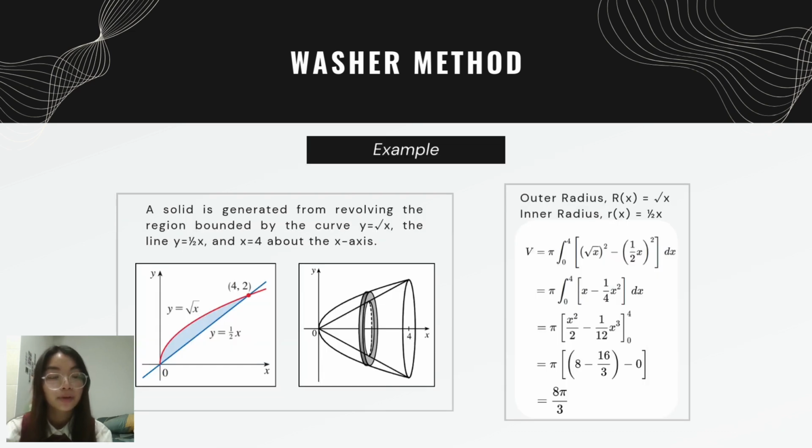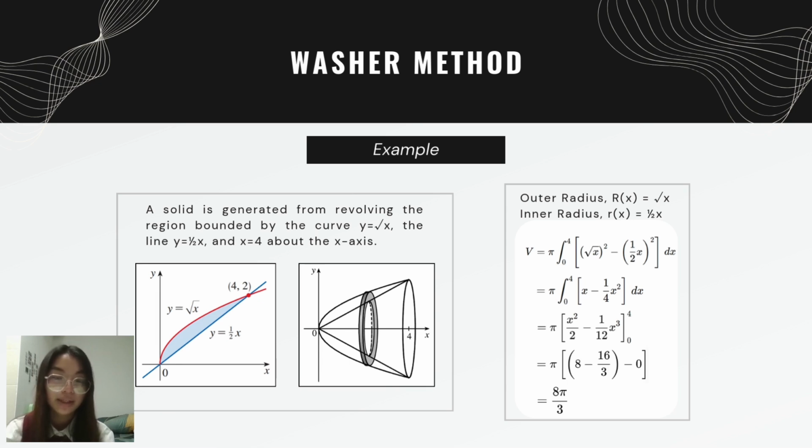Now here's an example of finding the volume of a solid with a hollow inside using the washer method. So a solid is generated from revolving the region bounded by the curve y equals square root x, the line y equals 1/2 x, and x equals 4 about the x-axis. So the graph on the left shows the area of the region in a 2D plane. And when it is revolved around the x-axis, we get the graph on the right.